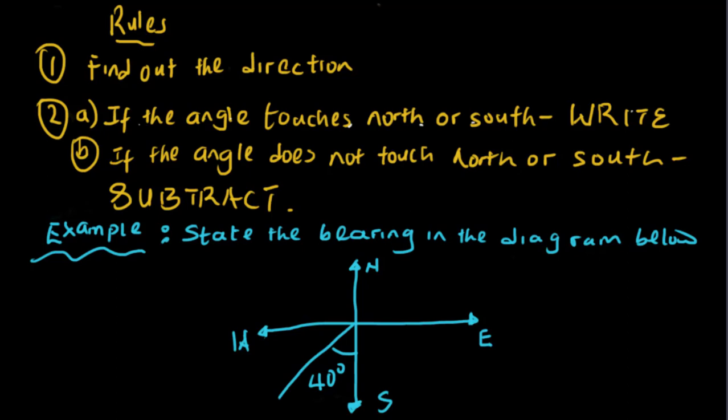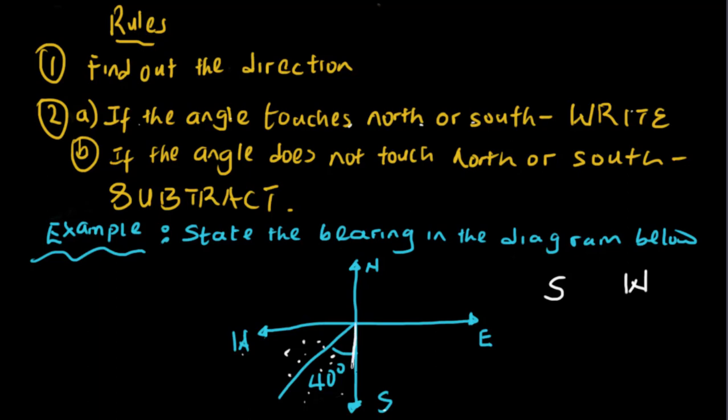Now, so we've got this second question. State the bearing in the diagram below. Now remember, the first thing, find out the direction. Now what direction do we have when we have something in this quadrant? So this is southwest. Now we write southwest. Now the next rule, is the angle touching north or south?